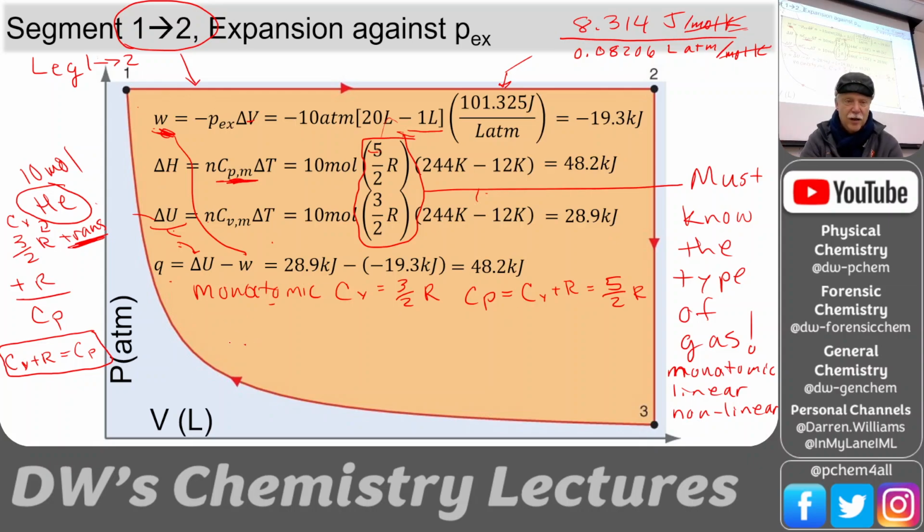Now let's do a linear molecule. Everything has translation, and then I'm going to add in 2/2 R for rotation. So that equals 5/2. And then CP is going to equal 7/2. I added another 2/2 to give the CP.